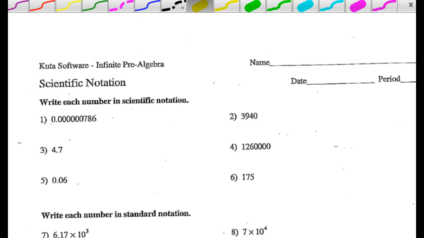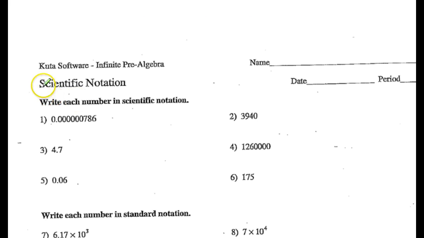Okay, so for this podcast lesson, we're going to be talking about how to put numbers in scientific notation. Once again, they use it a lot in science. It's a way to take really long numbers and write them in a shorter, quicker way. Okay?